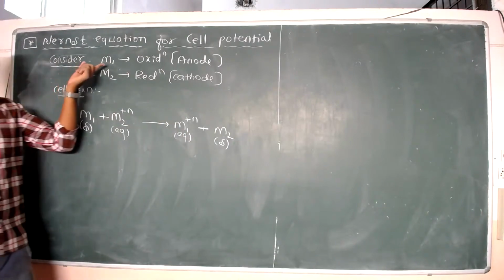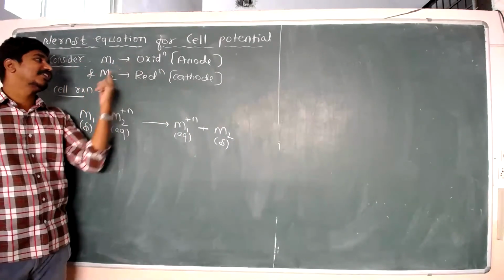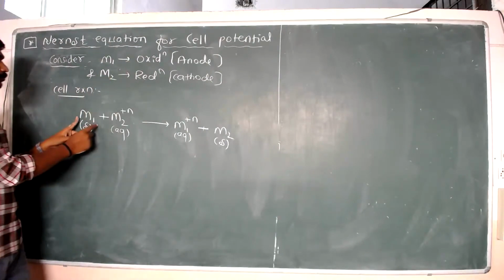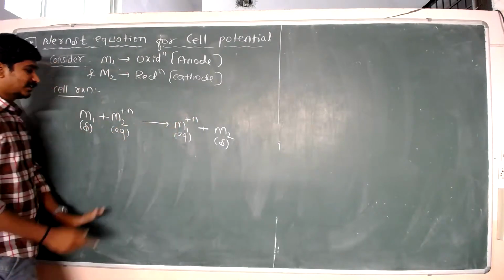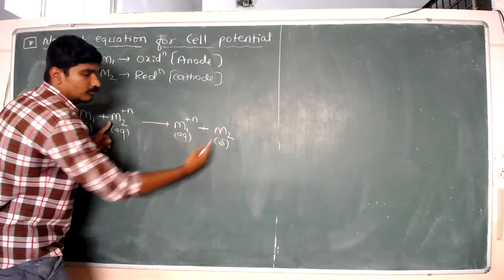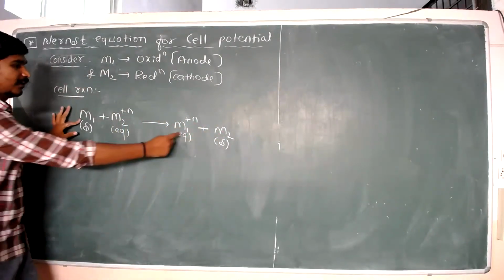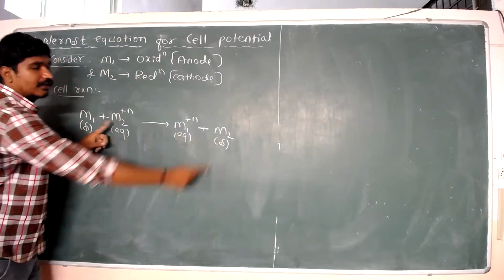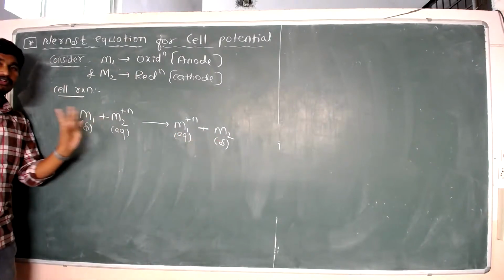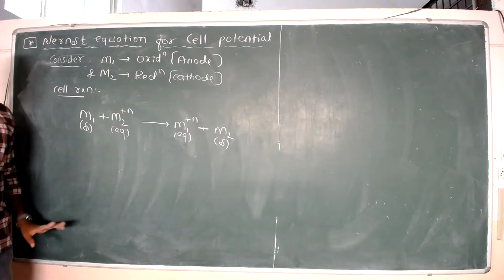I am considering two metals, metal 1 and metal 2. Metal 1 oxidation, metal 2 reduction. Here M1 to M1 plus n is the oxidation reaction, and M2 plus n to M2 is reduction. Oxidation is loss of electrons, reduction is gain of electrons. M1 loses electrons, M2 gains electrons. This is the cell reaction.